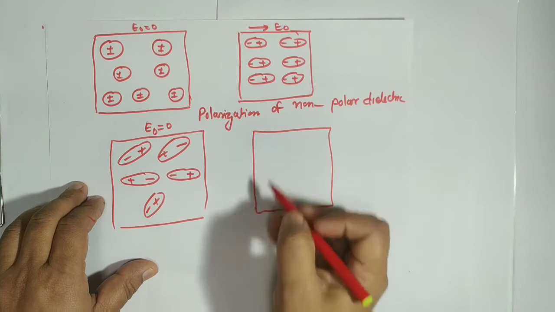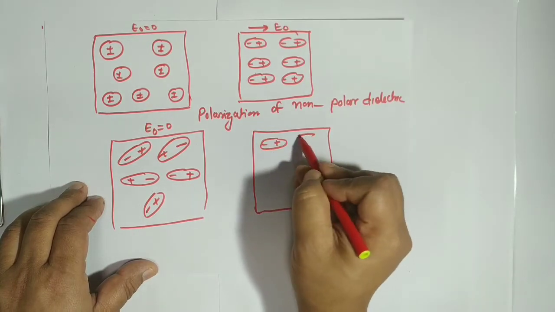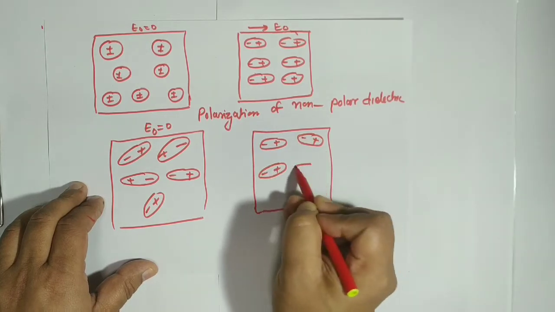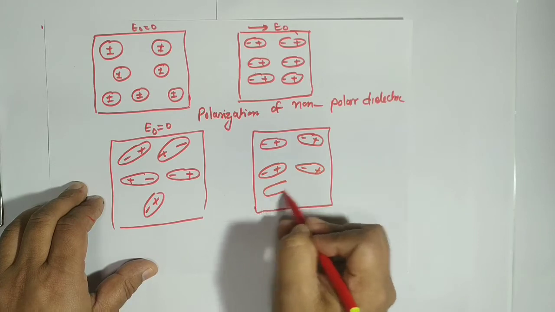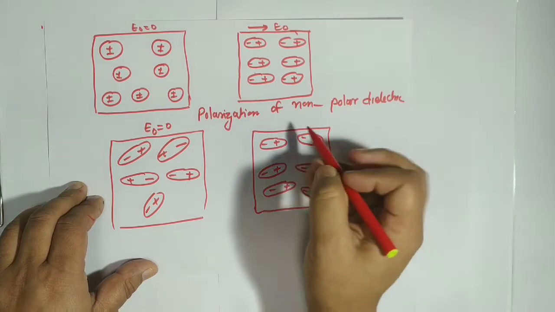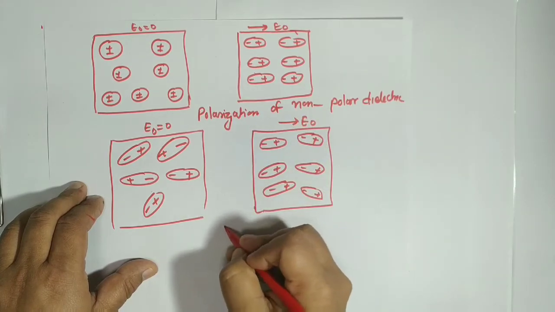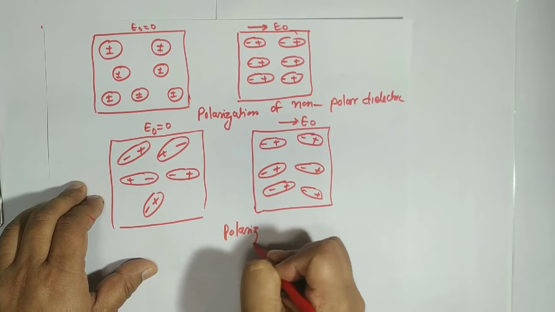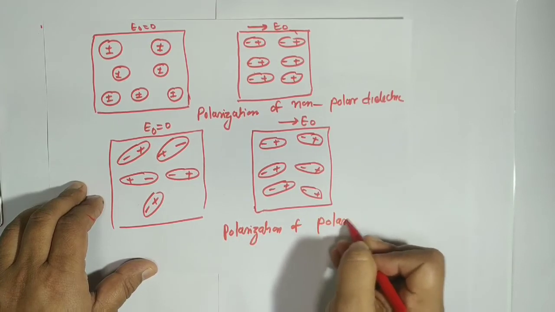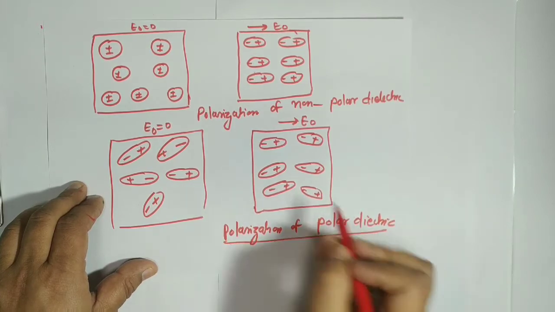As you apply it, this will again be like this. The negative will come on this side. So they already have a dipole moment, and here they have applied an external field. This is polarization of what? Polar dielectrics, under an external electric field. So got it?